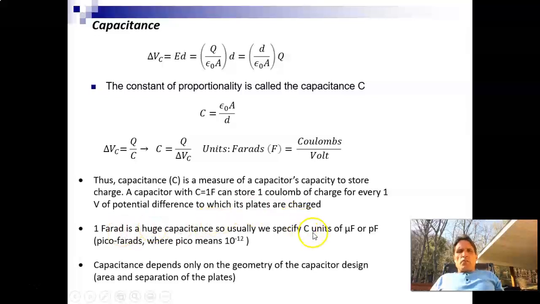So usually we specify capacitance in units of microfarad, where a micro is 10 to the negative 6 farads, or for small electronic circuit capacitors, we specify them in terms of picofarad. And you probably haven't heard the word pico, so it's 10 to the negative 12 farads. So most capacitors are specified in micro or picofarads. And if you look at this equation here, the capacitance depends on the geometry of the plates and the gap in between them. So it depends on how the capacitor is manufactured.